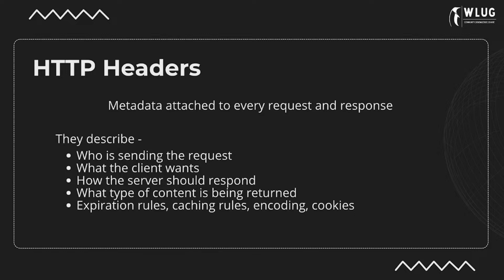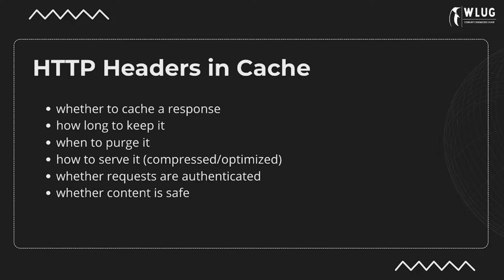So, when we try to relate this in terms of CDN, what does this tell us? It tells us whether we want to cache a response. If we do, then for how long? When do we want to purge it? How to serve it? Is there some compression algorithm that we're going to be using? So, in order to do this, there are specific headers and fields.